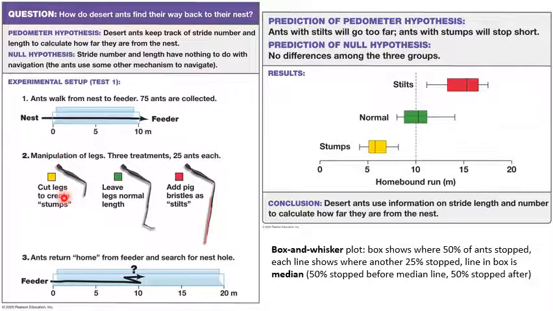So for the group 1 ants, they grabbed them when they got to the feeder and cut their legs. For the group 3 ants, they grabbed them at that point and glued bristles to their legs. For the group 2 ants, they grab them and then just let them go. You still have to grab them in case grabbing them affects the way that they're able to navigate. That way you're controlling for that variable, the potential impact of that variable.